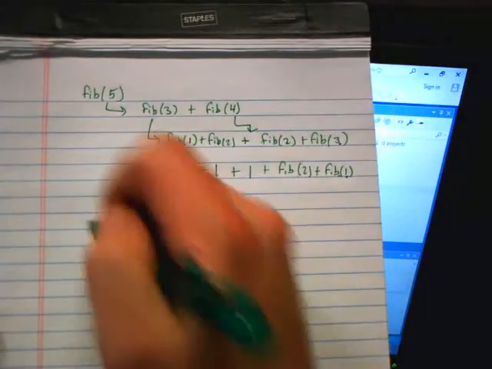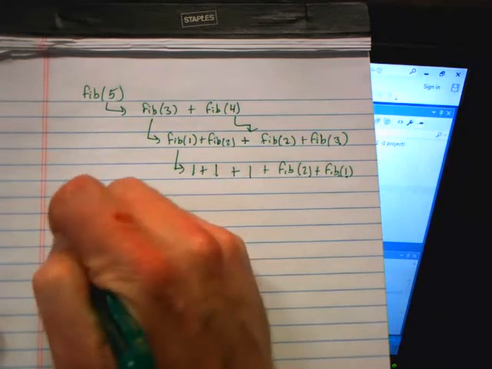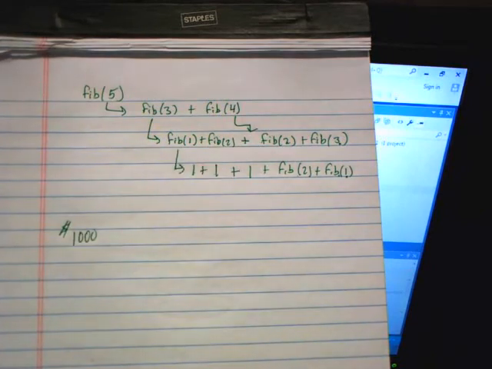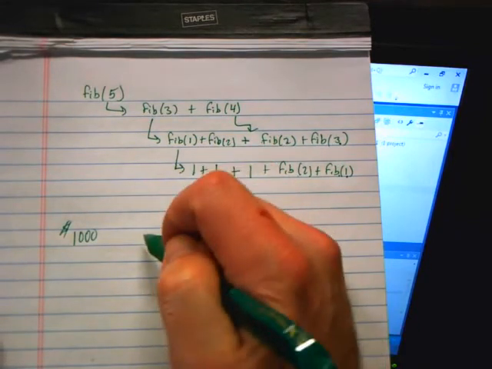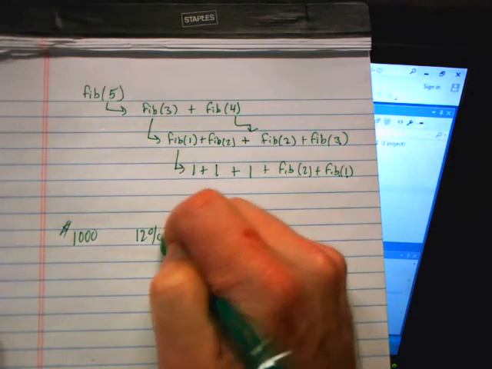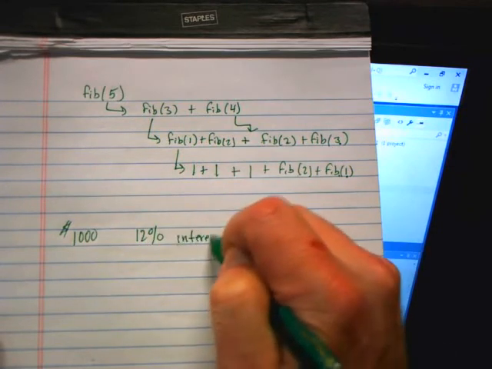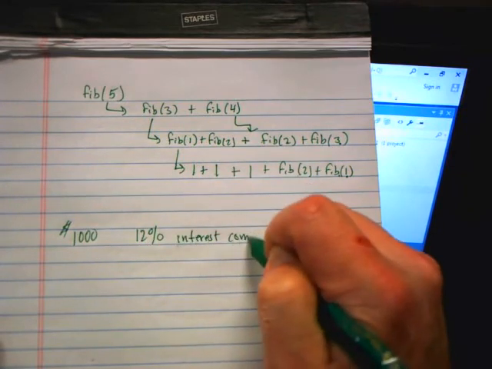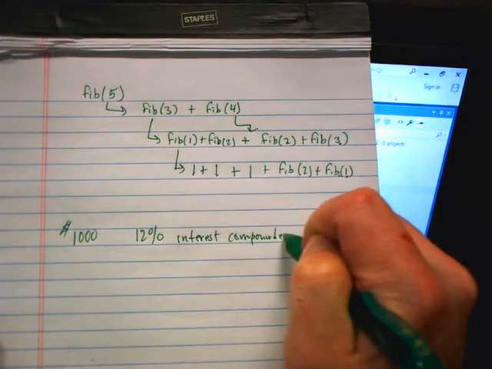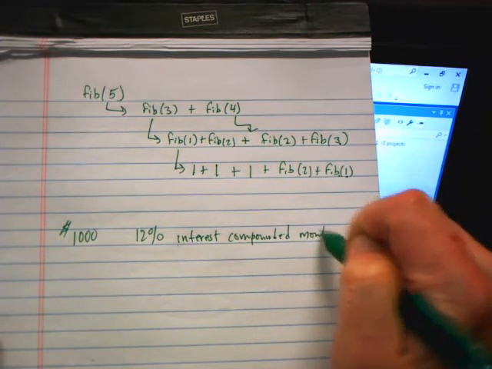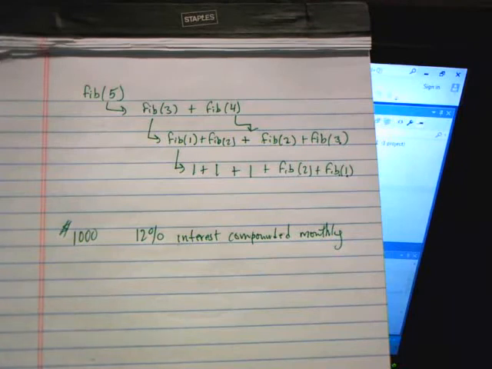All right, so let's say we had $1,000. And let's say we found some fool who was willing to pay us 12% interest, compounded monthly. Why is this person a fool?